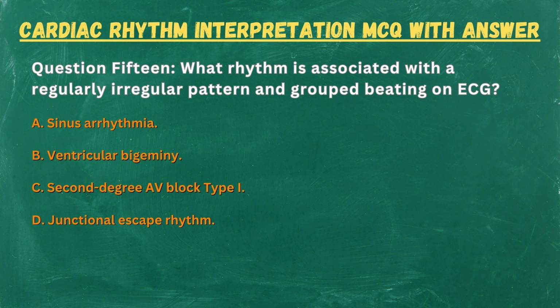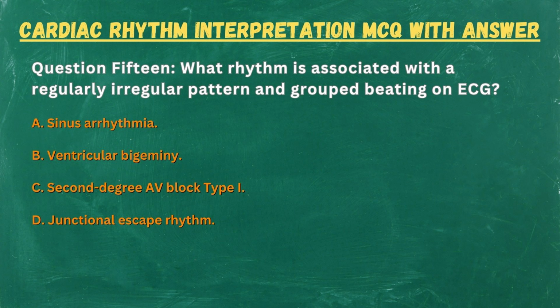Answer: C. Second-degree AV block type 1. Question 16. What should the nurse do immediately after witnessing a patient collapse and their ECG shows asystole? A. Check pulse and start CPR. B. Prepare for synchronized cardioversion. C. Administer adenosine. D. Administer lidocaine.